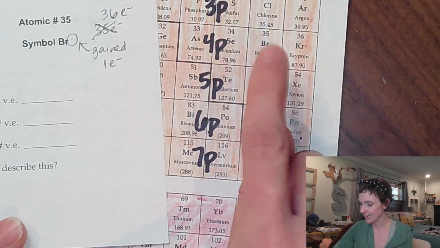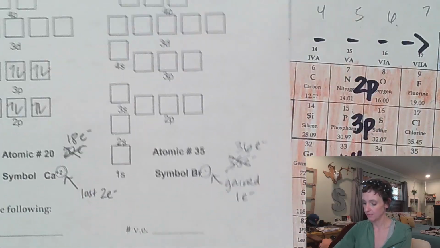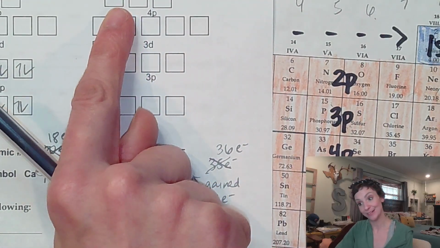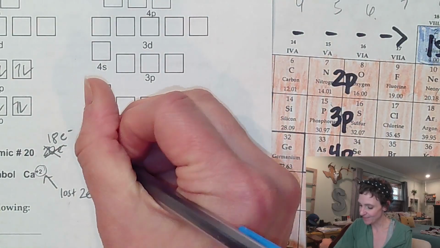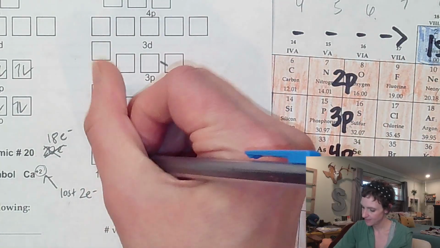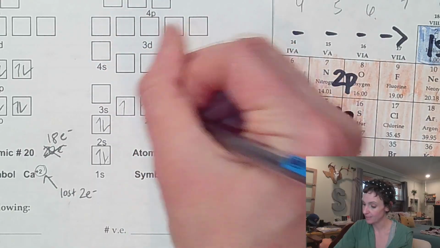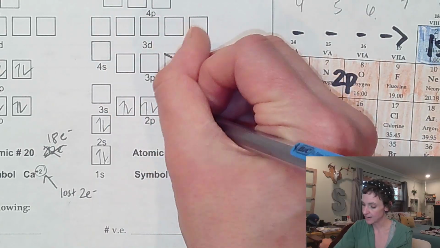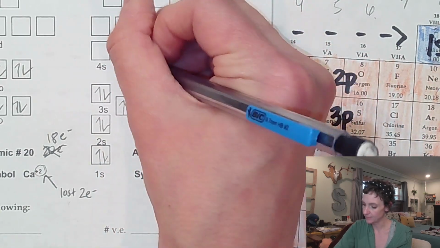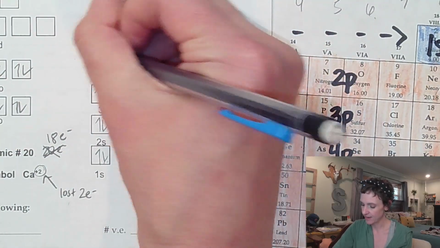So bromine looks like he is stopping 5 places into the 4p room. So when I get to 4p, oh my goodness, this is going to be quite a lot. That is fine. So I'm going to be going 1s up, down, 2s up, down, 2p up, up, up, down, down, down, 3s up, down, 3p up, up, up, down, down, down. 4s is next, up, down.